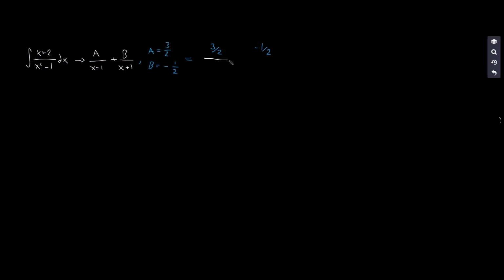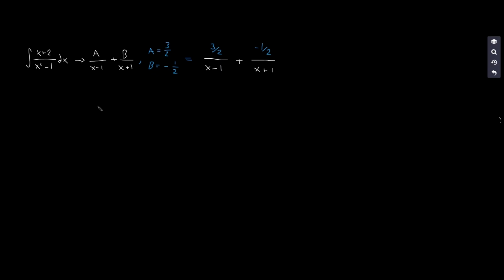And this is going to be 3/2, which represents A, because that's what A is. So 3/2 over x minus 1 plus -1/2 over x plus 1. Okay? And now we're going to integrate both terms.